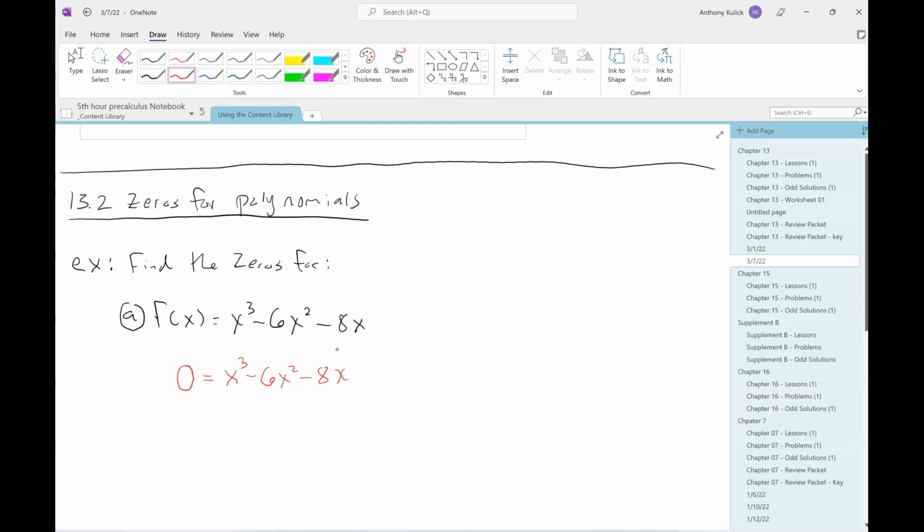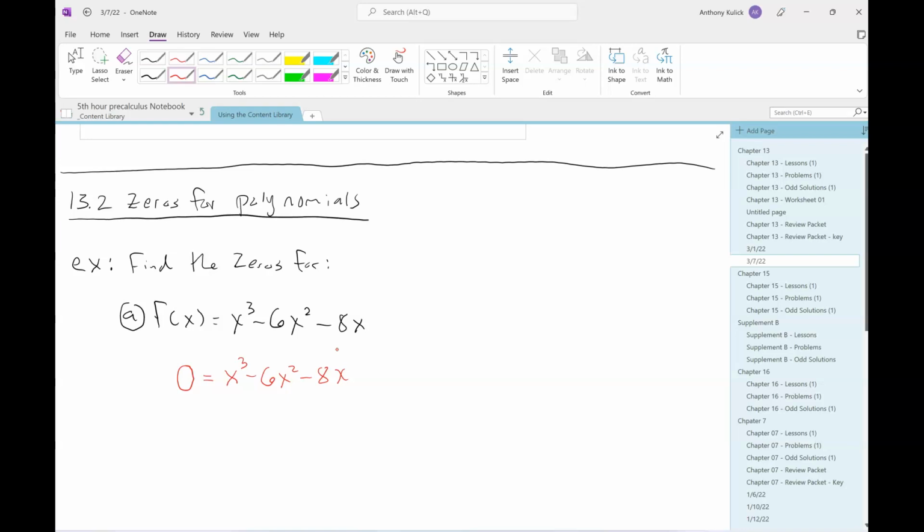And the first thing that I'd look for in any one of these solving problems is to see if there's a greatest common factor. So if we look at the polynomial x cubed minus 6x squared minus 8x, do you see a greatest common factor? What do you guys think? Is there something in common with each term of that polynomial? X. Very good. So that's our greatest common factor.